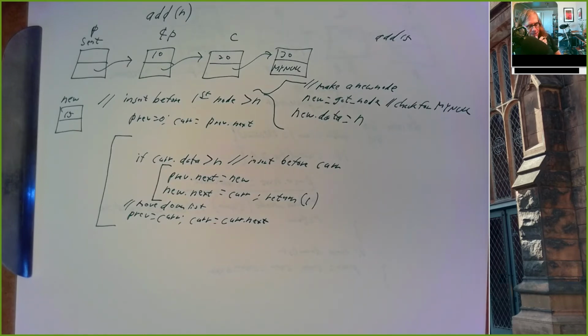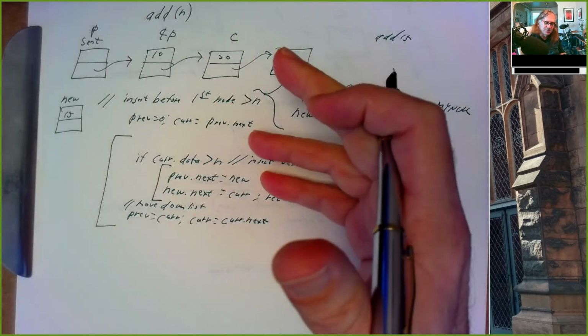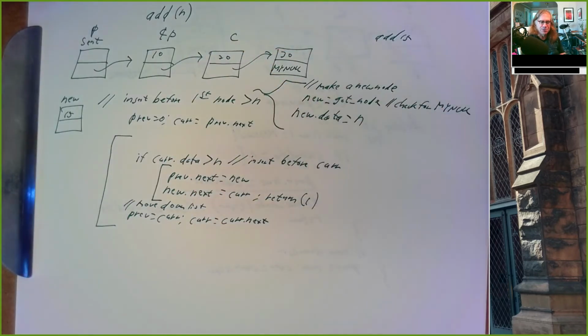All right. So what's our termination condition? Because as long as we find a place to insert in the list, we'll eventually satisfy this condition. We'll go ahead and take these actions and we'll return from our function.